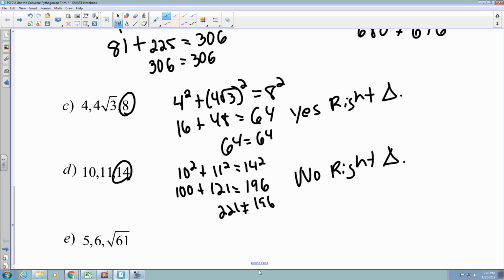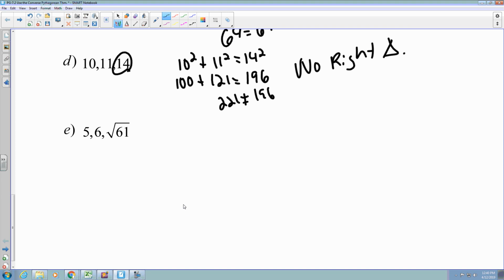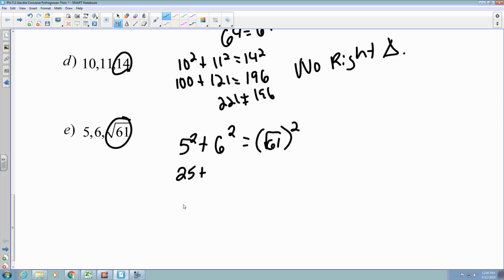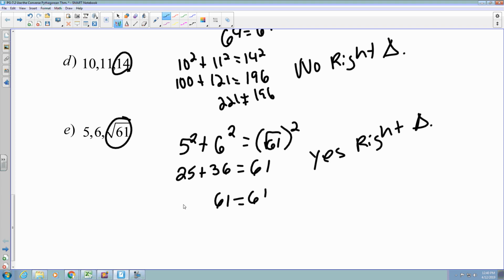All right, last one on this page is E. I got the square root of 61, which is approximately 7.81. So that's my largest value. I want to see if 5 squared plus 6 squared is going to equal the square root of 61 squared. 5 squared is 25 plus 6 squared is 36, and the square root of 61 squared is just 61. 25 plus 36 is 61, so 61 does equal 61. So yes, we have a right triangle.